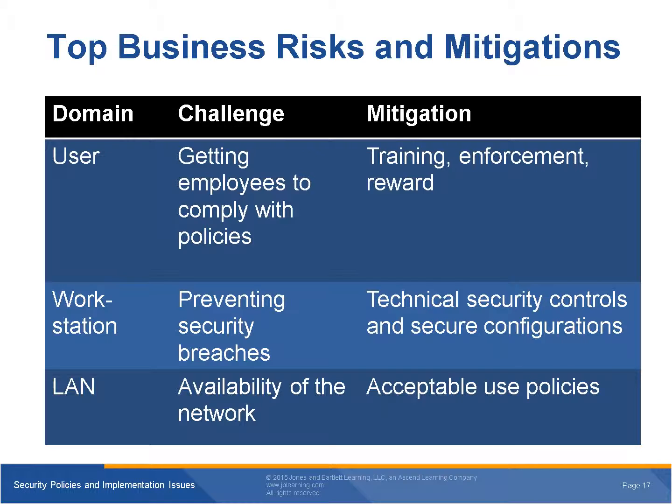So, top business risks and mitigations. In the user domain, the challenge would be getting employees to comply with policies. You mitigate that through training, enforcement, and reward. The next domain would be workstation. You want to prevent security breaches. The way to mitigate that risk is through technical security controls and secure configurations. In the LAN domain, the challenge could be availability of the network, and there a mitigating way could be acceptable use policies.